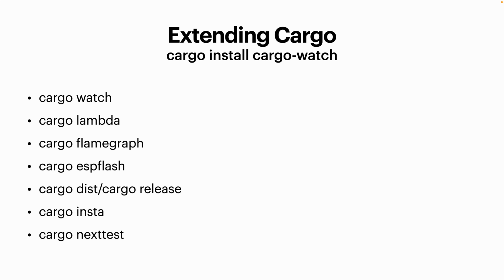Wonderful. Similar tools to this exist for Lambda, which is for testing, building, cross-compiling, invoking AWS Lambdas. There's cargo flamegraph for flame graphs. There's espflash for ESP32 devices. cargo-dist and cargo-release are release automation, not just for getting a crate to crates.io, but also getting it to Homebrew or GitHub releases or any number of other places. cargo-insta is a crate that does snapshot testing. cargo-insta is a CLI tool to manage those snapshot tests. cargo-nextest is if you end up having so many tests that it becomes an issue for you, well, you could move to cargo-nextest.